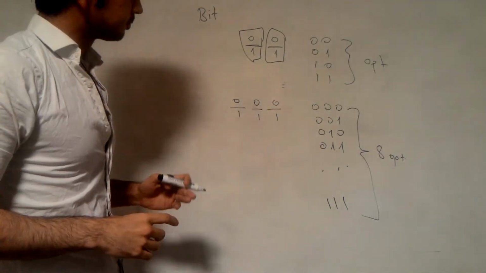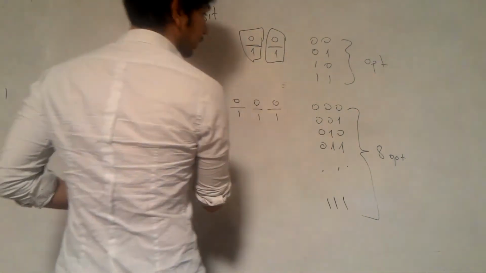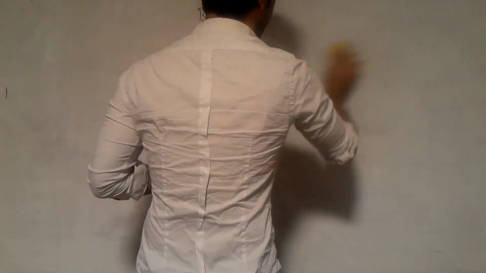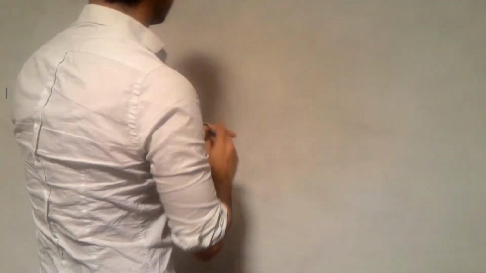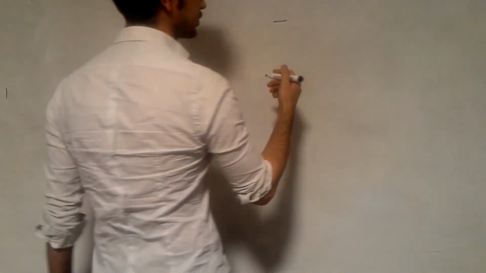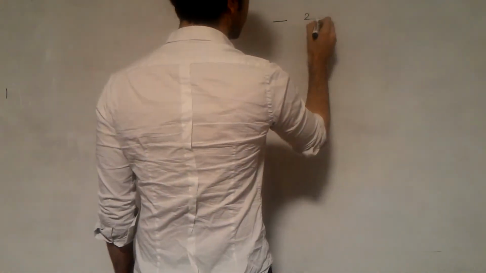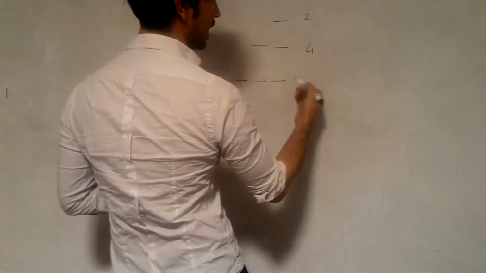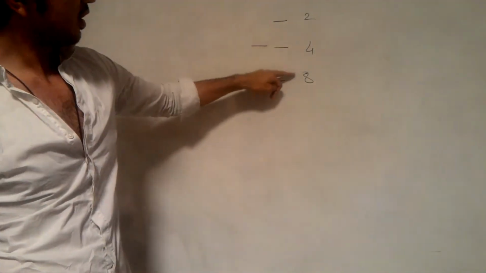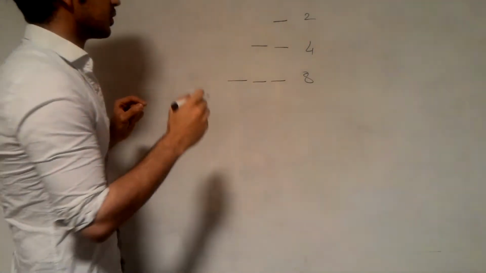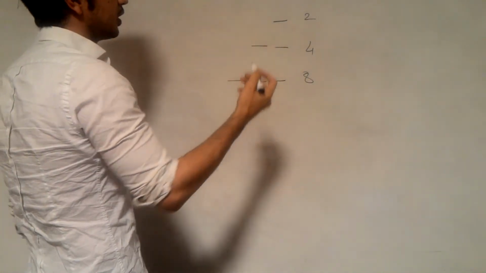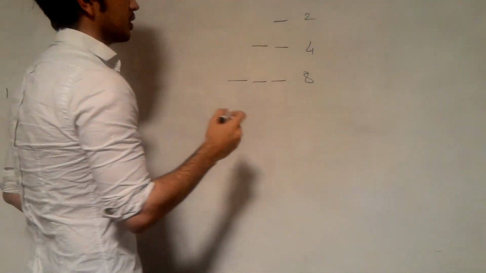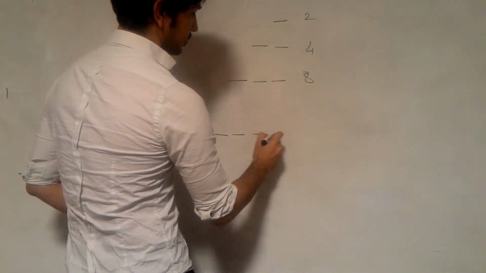With having 1 bit, we had 2 options, 0 or 1. With having 2 bits, we had 4 options. With having 3 bits, we had 8 options. Did you realize how it goes? So if you have 8 options, can you say how many?